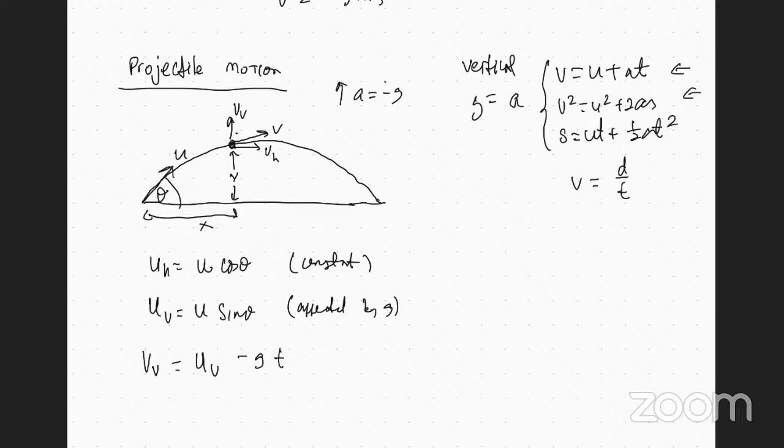And your final horizontal velocity is always the same as this here, u cos theta. Right? It's always going to be the same. And if I ask you now, you have horizontal and you have vertical. If I ask for V, V is the resultant of both of them. So you find the resultant of the vertical and the horizontal.